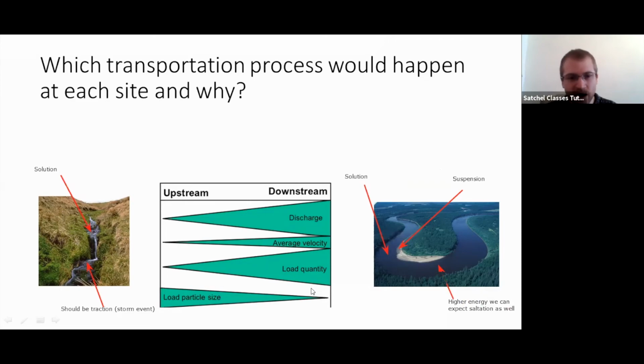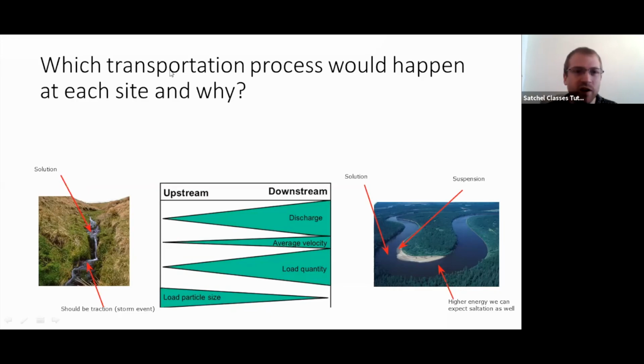Now, in theory, our particle size will be much smaller, so we're assuming that traction shouldn't really be taking place at this point. It could very well be if there is large sediment, but in theory, that's something that the upper course needs to break, or move that sediment down into smaller pieces as it gets towards the lower course. Okay, so we can expect further downstream on the lower course solution, suspension and saltation taking place.